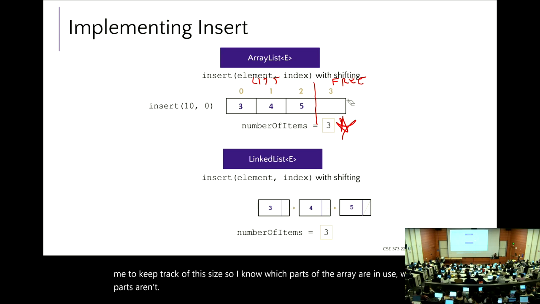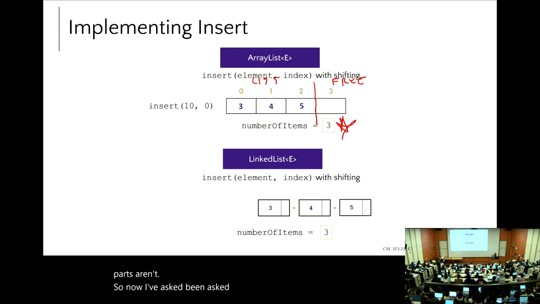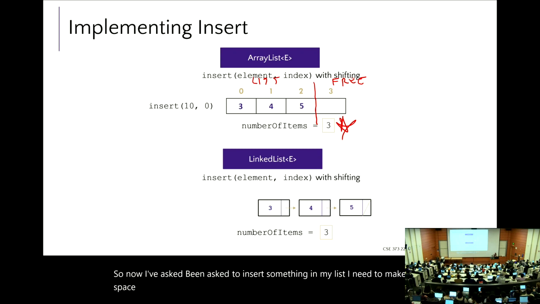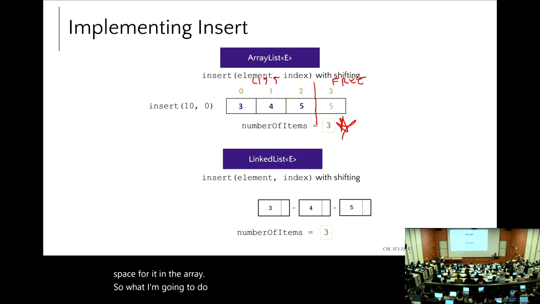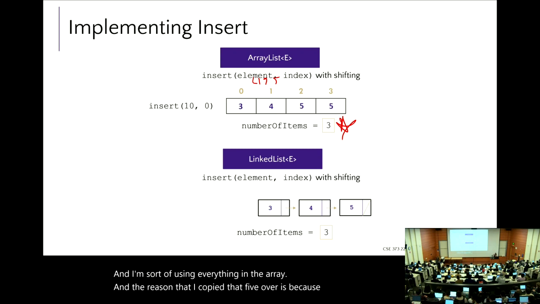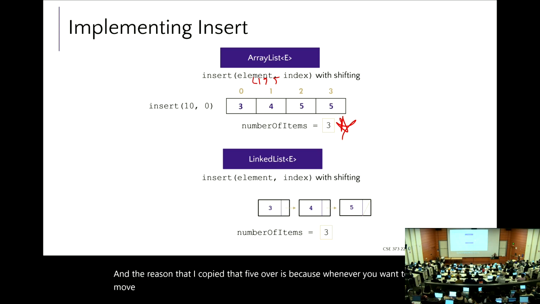So now I've been asked to insert something in my list. I need to make space for it in the array. So what I'm going to do is consume that empty spot in the free space. I'm going to erase my line. And now I'm using everything in the array. And the reason that I copied that 5 over is because whenever you want to move something in Java, if you don't want to lose it, you need to make a new copy of it and then delete the old copy.